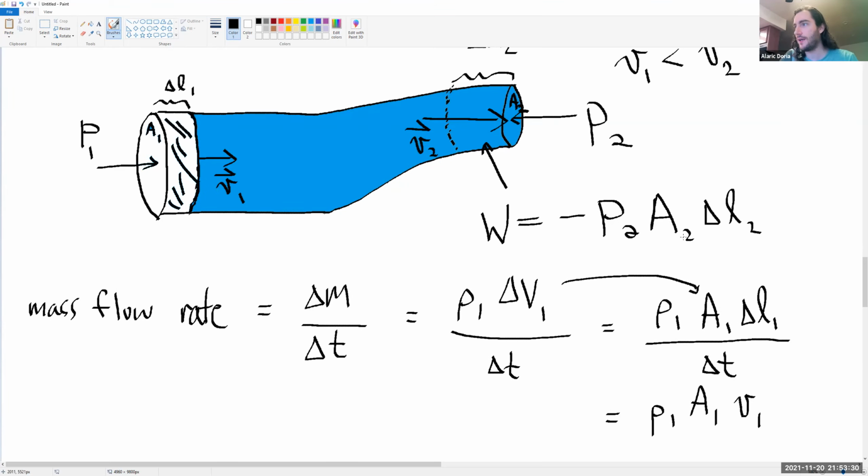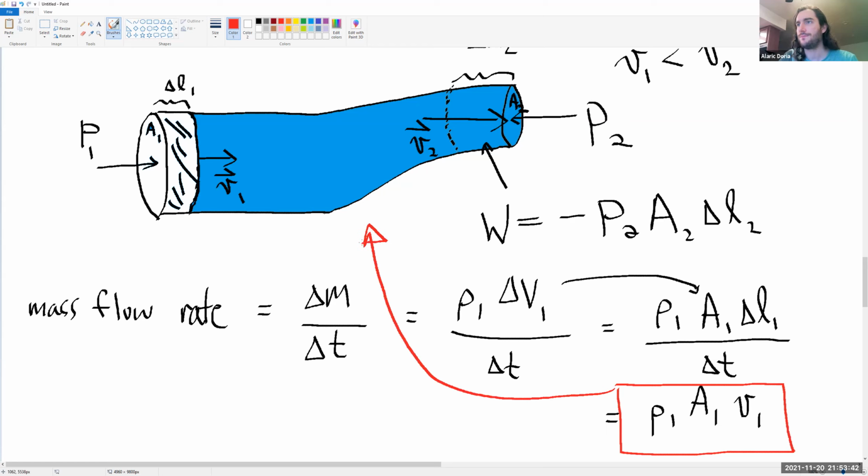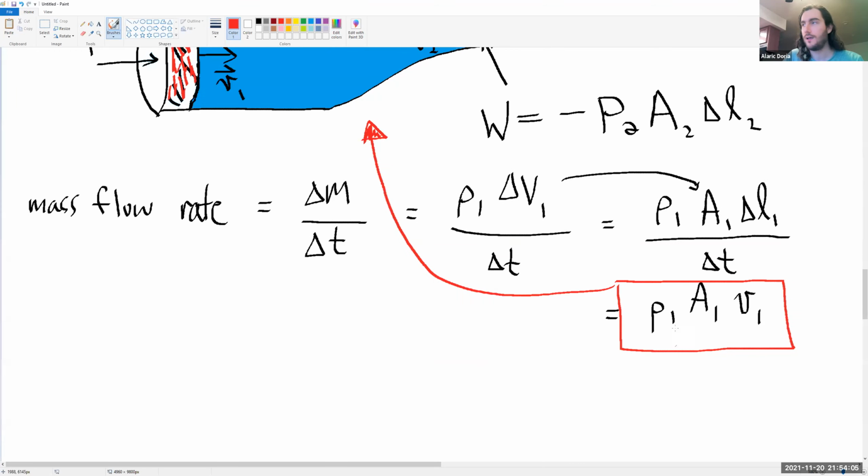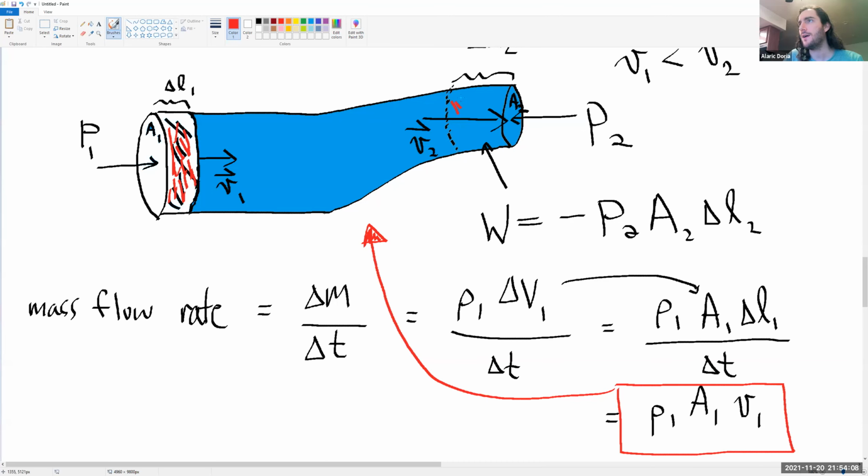We can look at this equation here, rho 1 A1 V1, in the context of what we've drawn up here. In this region of volume here, the fluid is flowing with velocity V1. And if we change the cross-sectional area to half the cross-sectional area that we started with, then our velocity must double to compensate. So the flow rate over here would have to be twice as much. The reason for that is simply conservation of mass.